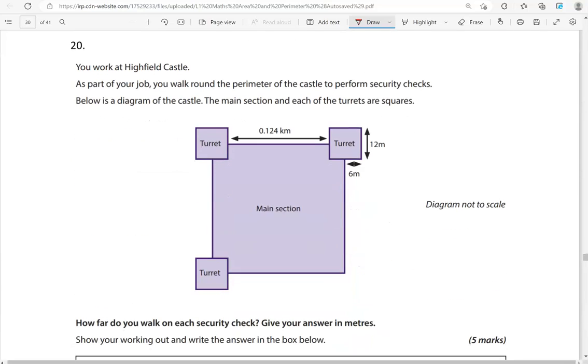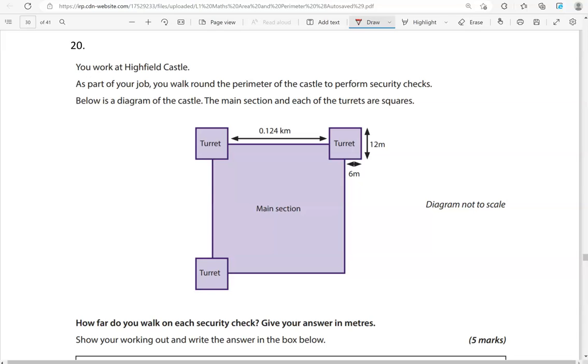You work at Highfield Castle. As part of your job, you walk around the perimeter of the castle to perform security checks. Below is a diagram of the castle. The main section and each of the turrets are squares. How far do you walk on each security check? Give your answer in meters. Show your working out and write the answer in the box below.